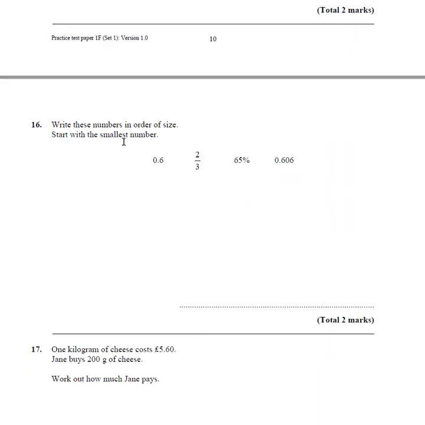Question 16. Write these numbers in order of size. Start with the smallest number. Well, you should know what these are as percentages. You've got one as a percentage already. You should know what that is as a percentage and what that is as a percentage. If you don't, ask your teacher if it's not me, or ask me if it is me. But you can find out.